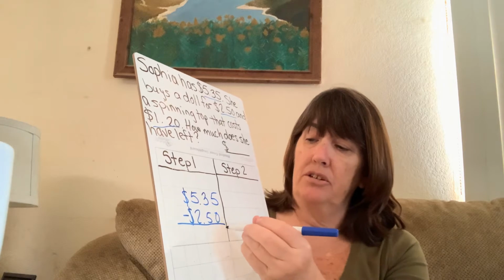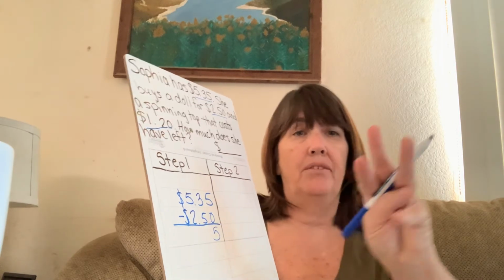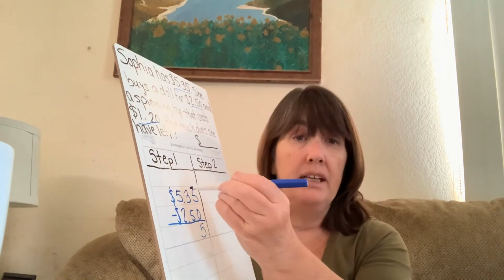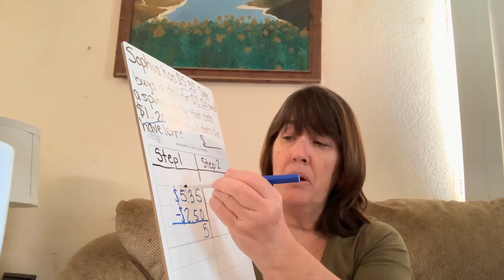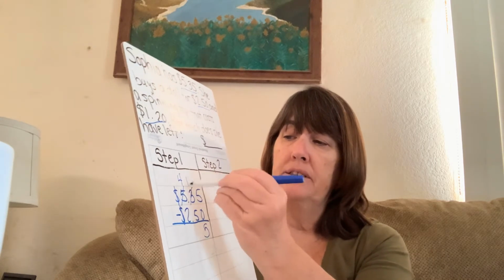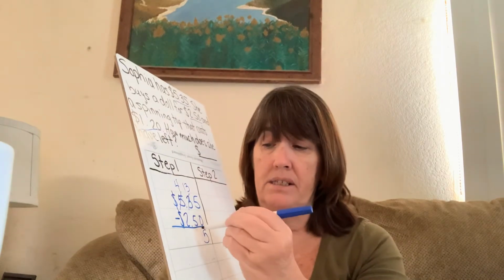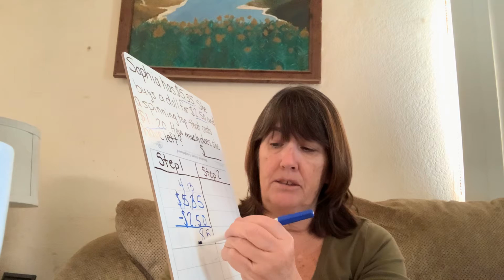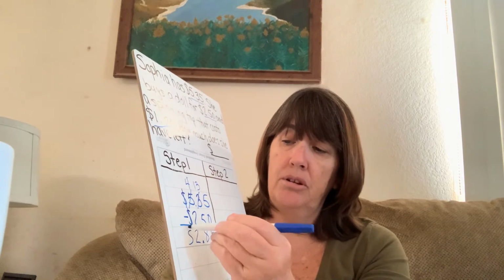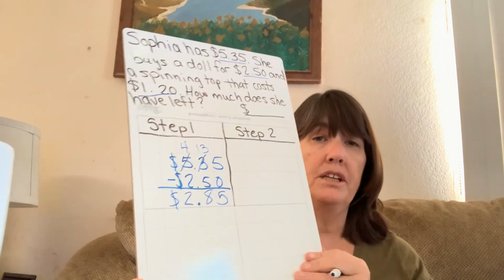Okay, so this is step 1. 5 minus 0 is 5. 3 minus 5, can I do that? I have 3 fingers. Can I take 5 away? No, I cannot. So I need to regroup. So can I borrow 10? Sure. So that now becomes a 4. That becomes a 13. 13 minus 5 is 8. Good. Bring the decimal down. 4 minus 2 is 2. Okay, so after buying the doll, she now has $2.85.